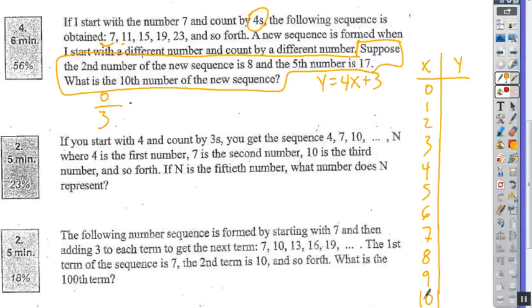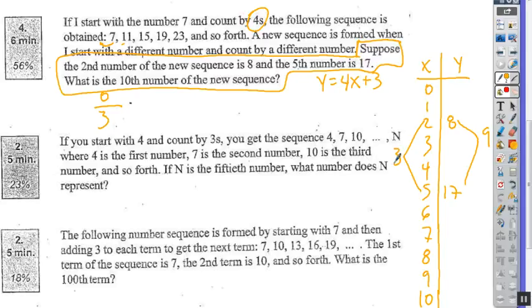All right. So the second number in my sequence is 8. The fifth number is 17. And I want to know the 10th number. All right. So how far did I go? Well, go from 8 to 17. Well, that's a difference of 9. How far did I go here? I went from 2 to 5. Well, that's a difference of 3.